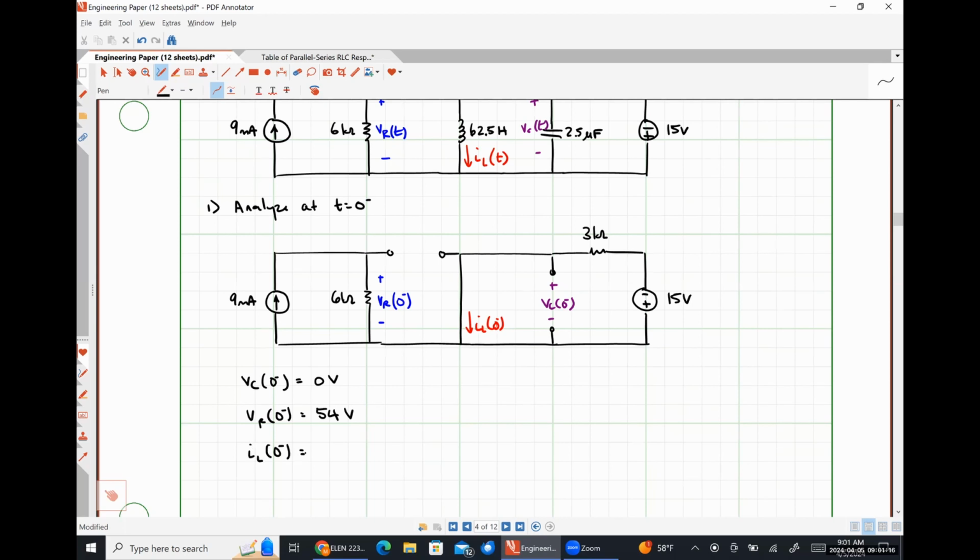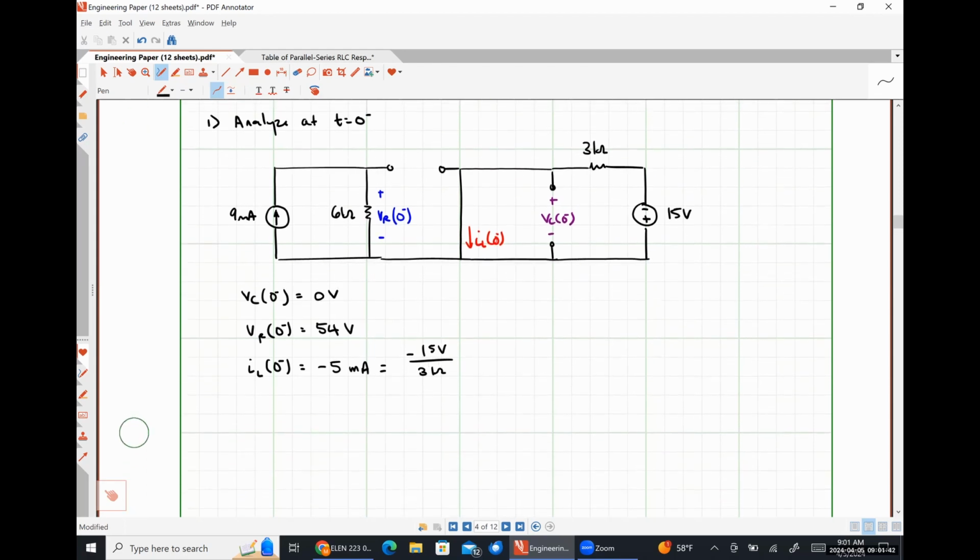What's IL at 0 minus going to be? I think it'll be negative 5 milliamps because of the polarity of the voltage source. So just to be clear, that's negative 15 volts over 3 kilo ohms. Direct application of Ohm's law, nothing too wild or crazy there. All right, so we all okay with this analysis at t is equal to 0 minus?